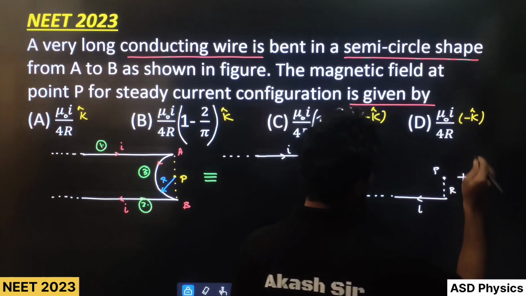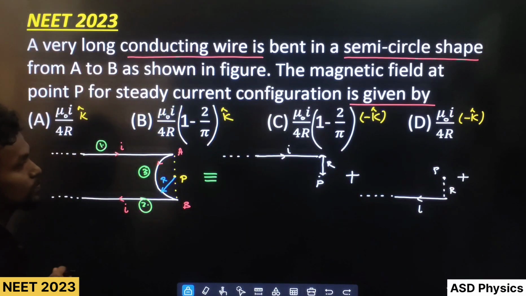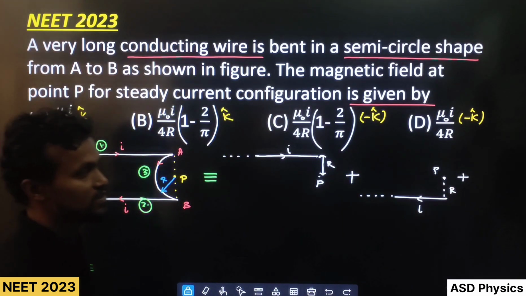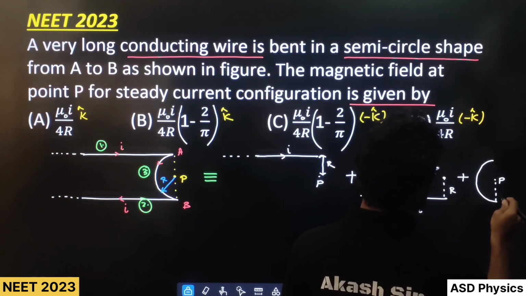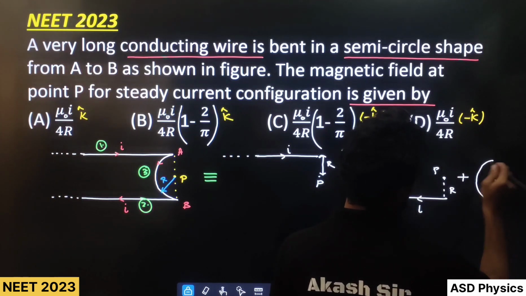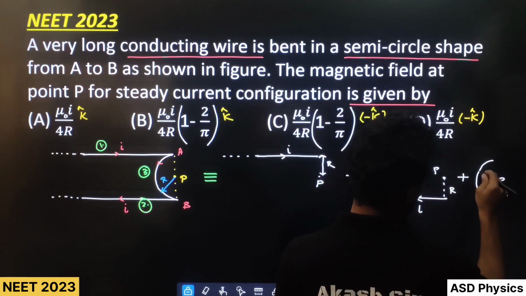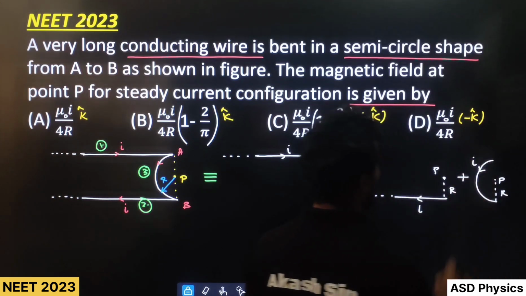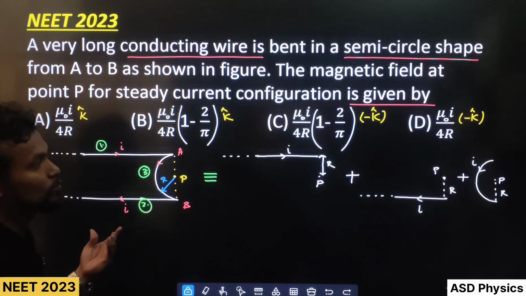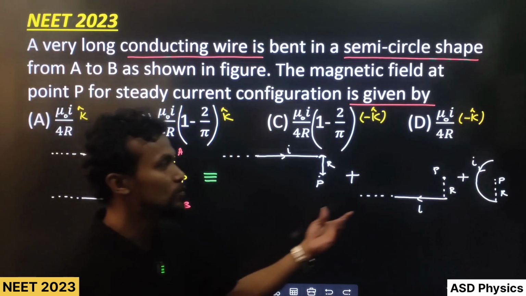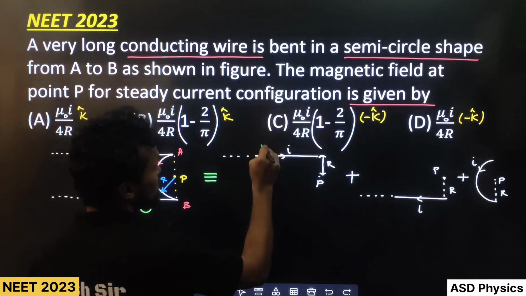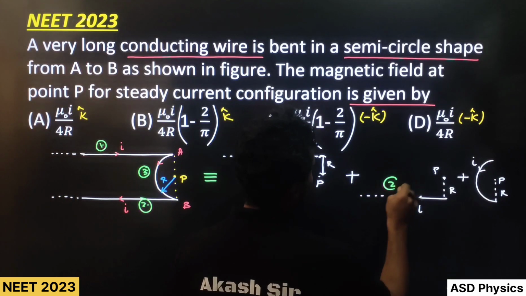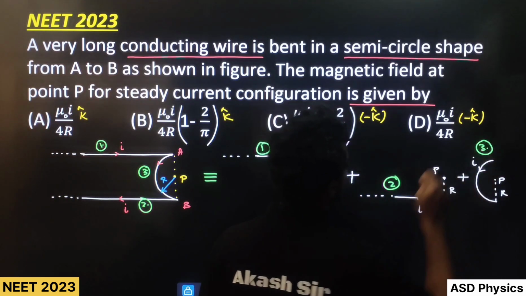Okay, plus one more part is there. Now which part is left? This semicircular part is there. So I have drawn it like this, and here point P is there, and this distance is R. And here the current is going in this direction. So this diagram we have broken into 3 parts. And as I told you, this is the first section, this is second, and this is third.